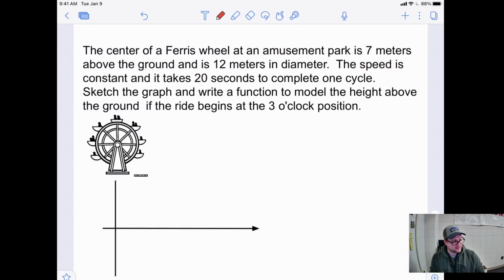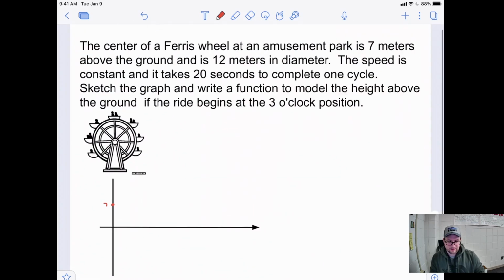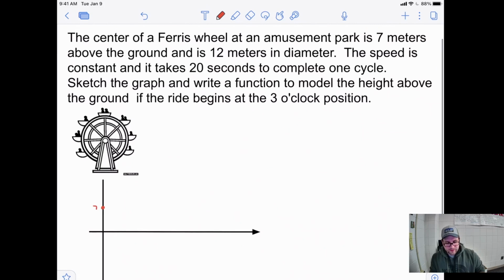Now let's dig into this a little bit more. It says the center of a Ferris wheel at an amusement park is 7 meters above the ground. So the center is 7 meters above the ground, so let's put 7 right there. And the diameter of that Ferris wheel is going to be 12 meters. Think about diameter: diameter is the distance across a circle. So if the center would be sitting right here, the diameter would be that distance above and below.